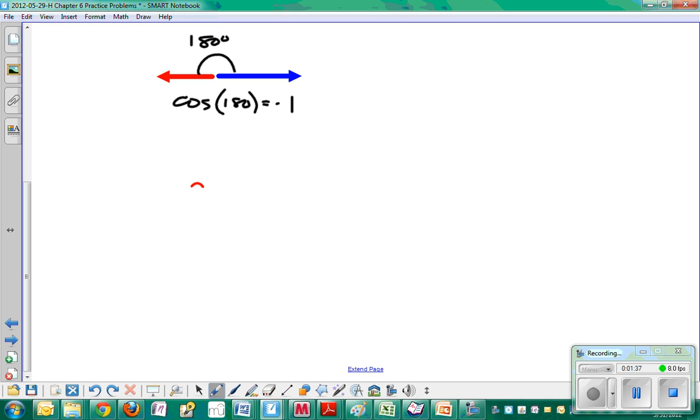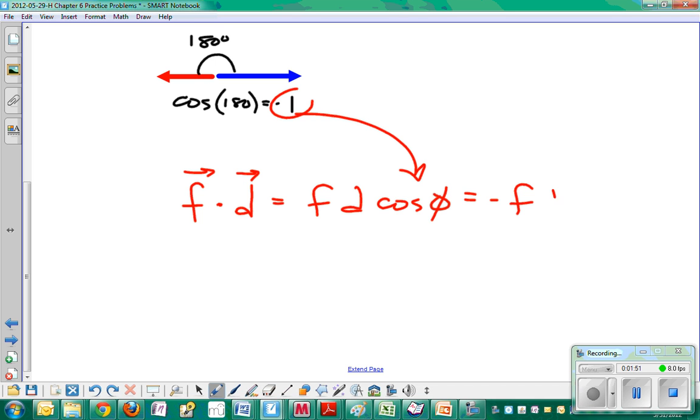We've got force of friction as a vector dot the displacement as a vector is equal to magnitude of F times magnitude of d times the cosine phi, the angle between them. Okay, since we know that's -1 right here, it's just going to be negative fd.